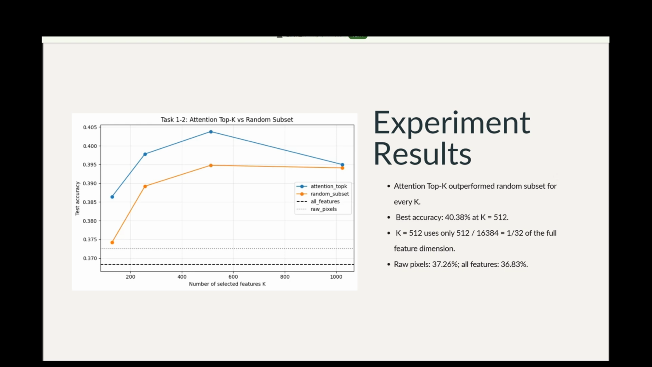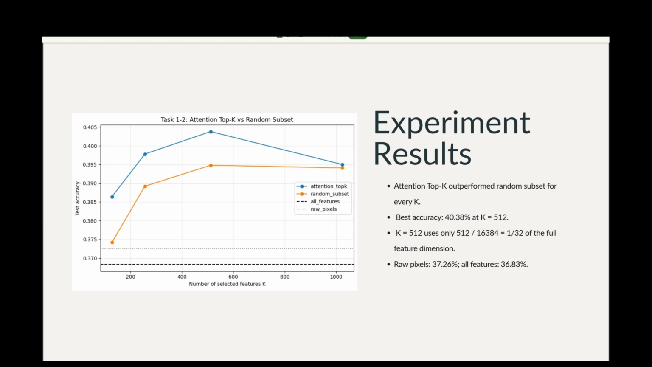This figure shows the test accuracy as a function of the number of selected features k. The blue curve is the attention selected top k subset. The orange curve is the random subset baseline. The horizontal dashed line is the classifier on all random butterfly features, and the dotted line is the raw pixel baseline. The main observation is that the attention style selector outperforms the random subset baseline for every k. This means the selector is not just choosing arbitrary features. It is learning a more informative subset of the random butterfly features.